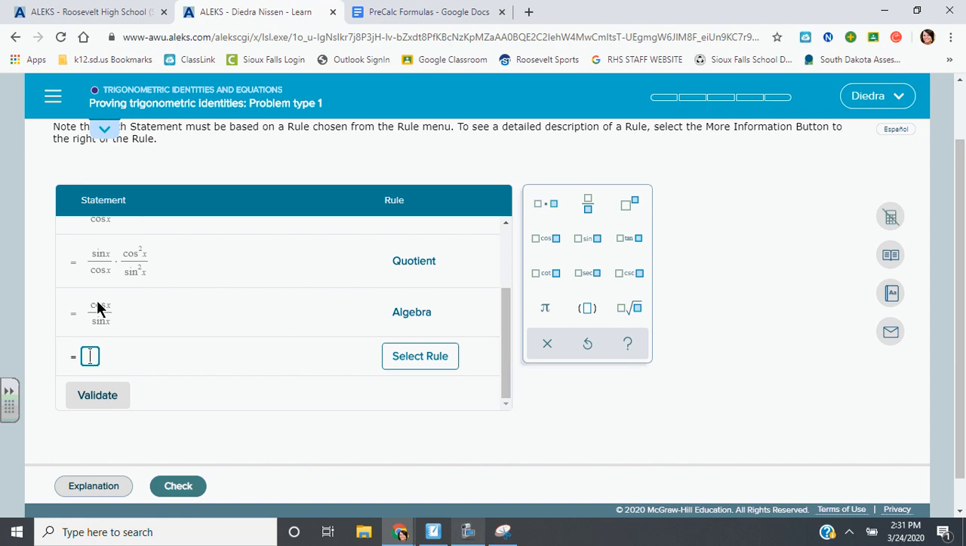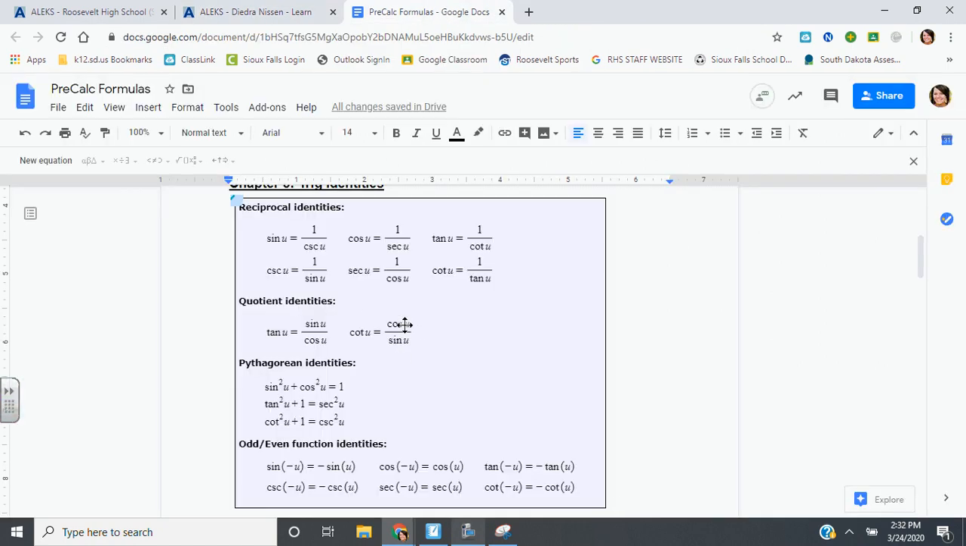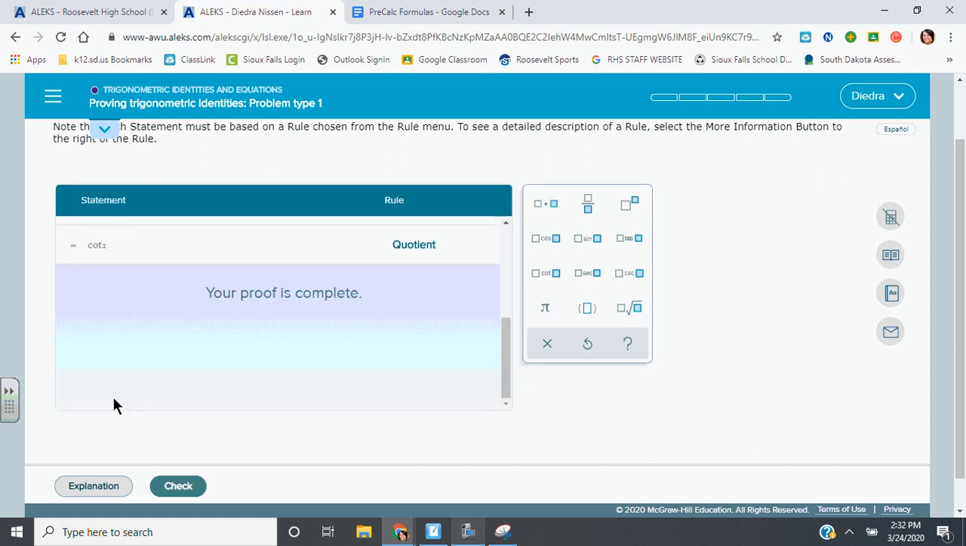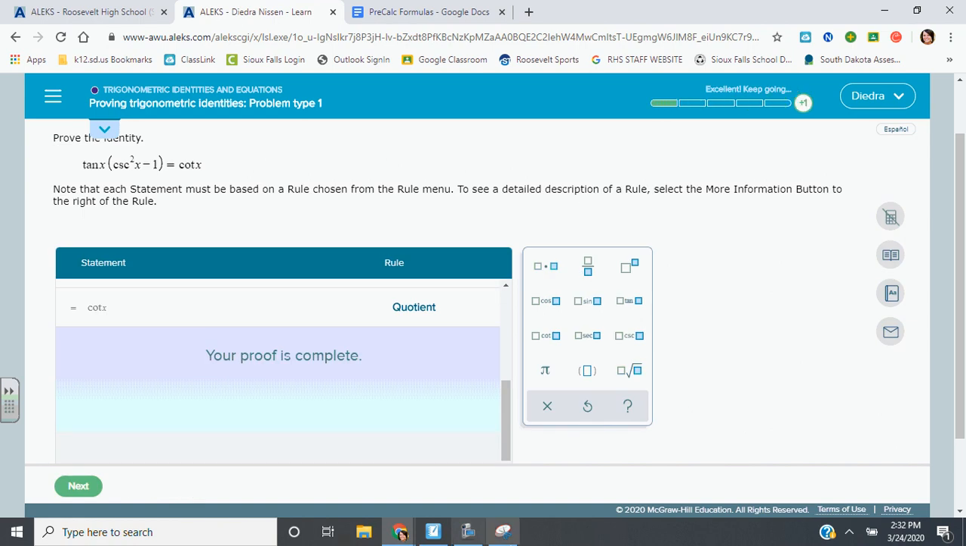And then now I've got cosine over sine, and so that is my cotangent function. And again, all I did was simplify, but I believe what they're probably going to make you select is the quotient rule, because cosine over sine is cotangent. So I'm going to hit quotient and then validate. And it says your proof is complete. So once you do that, then you can go check. You already know that you've gotten it correct, and it should give you the point.